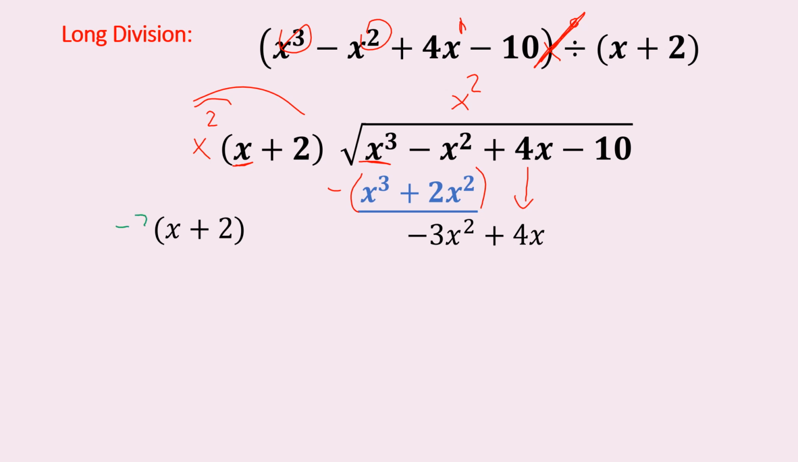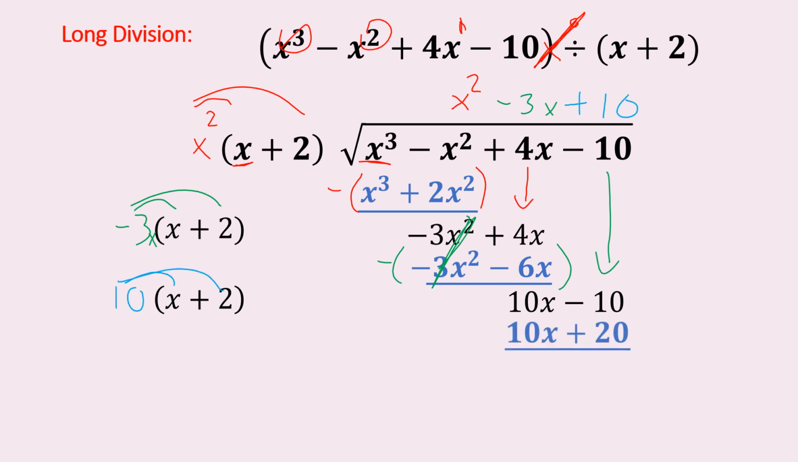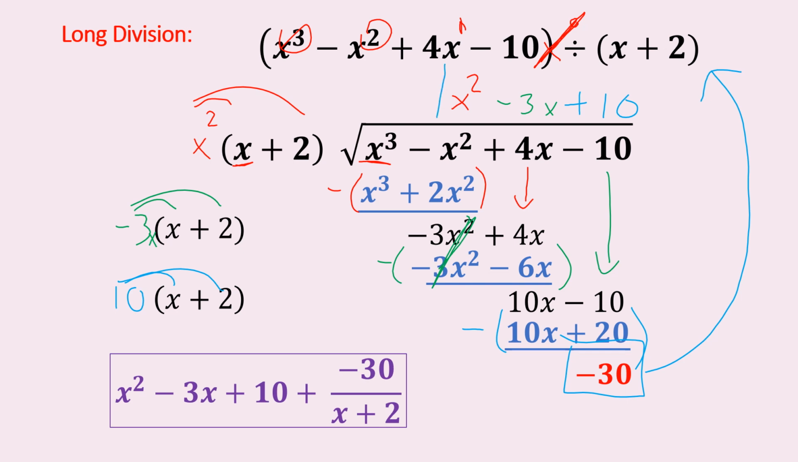This time we need a negative 3x. Let's write it up here. Distribute it in. Gives us that. Subtract these. 10x minus 10. And one last time. 10 goes to everything. Subtract. All right, and we get a remainder, negative 30, still being divided by that x plus 2. So we take all of those coefficients we put out front, plus the remainder over what we were dividing by initially.